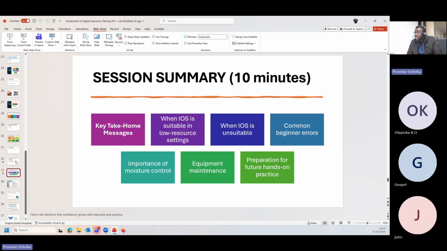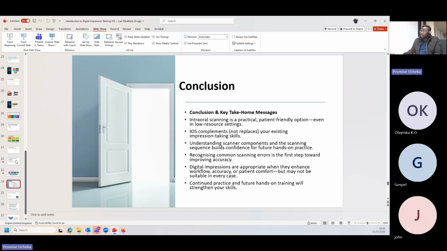Be conscious of common beginner errors. Remember to always clean the patient's mouth, making sure that the place is moisture free. And equipment maintenance is also very important. I've added a link for equipment maintenance, and then you prepare yourself for any opportunities for you to do any hands-on practice. Okay, so that's generally how we conclude these sessions today.